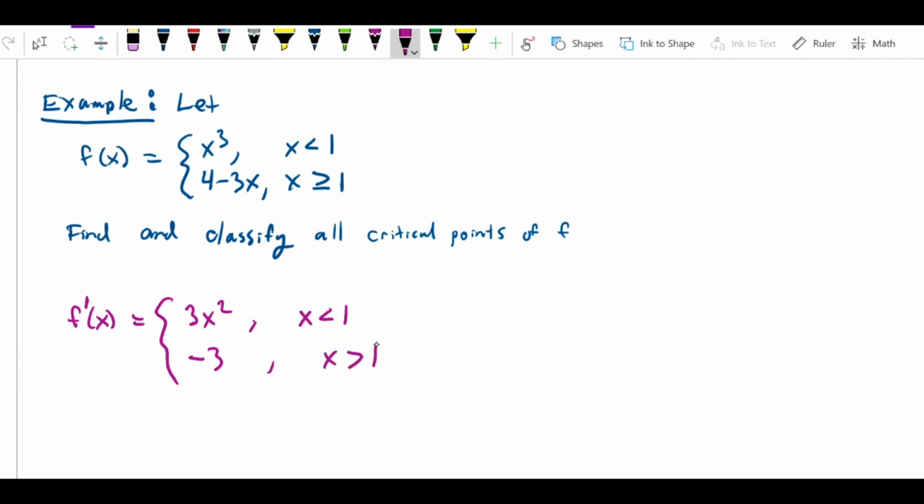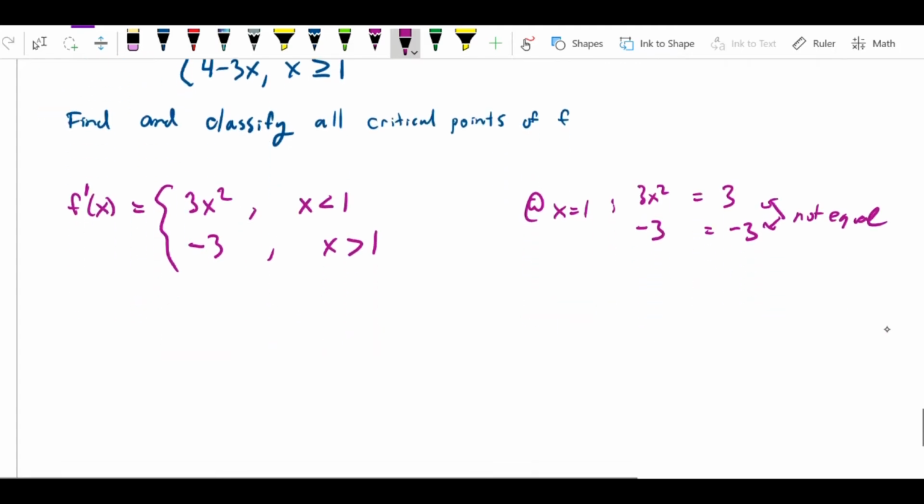So what happens at x equals 1? We're fortunate that here these expressions are actually both defined at x equals 1. So at x equals 1, we can say that 3x squared is equal to 3 times 1, which is 3, and negative 3 is equal to just negative 3. So what we can see is that these are not equal. And therefore, since we're getting different tangent slopes depending on whether we approach 1 from the right or left, what that means is that the tangent slope, the limit that gives us the derivative at that point, must be undefined. So f prime of x does not exist at x equals 1.